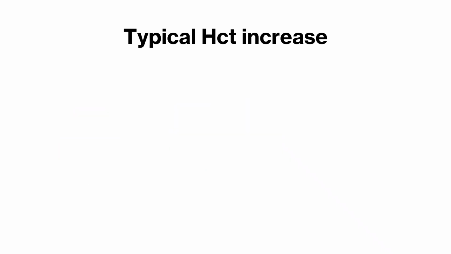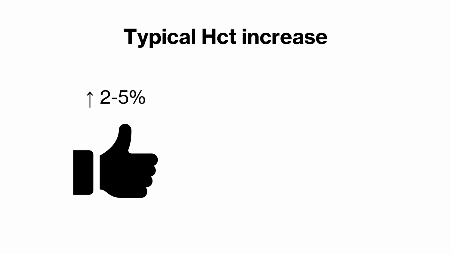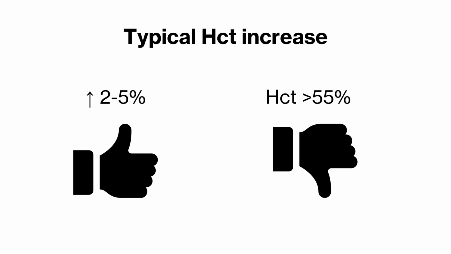Now the typical hematocrit increase that we see when you start someone on an SGLT2 inhibitor is about 2 to 5%. If you see that number, you can probably attribute it to the SGLT2 inhibitor. However, if the hematocrit goes greater than 55%, that's not a good thing, and there's increased risk of blood viscosity and all the things from that.